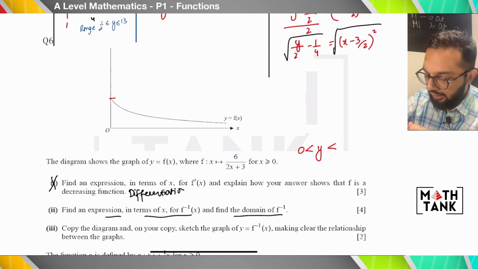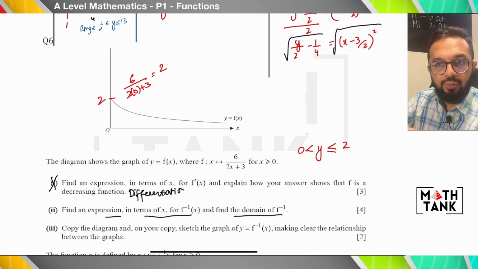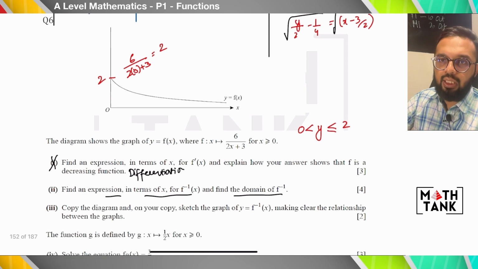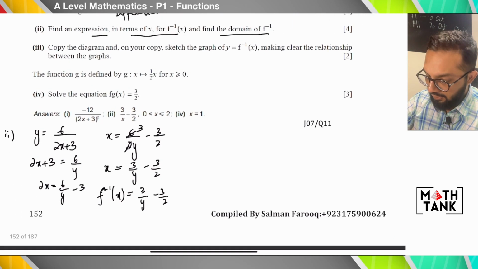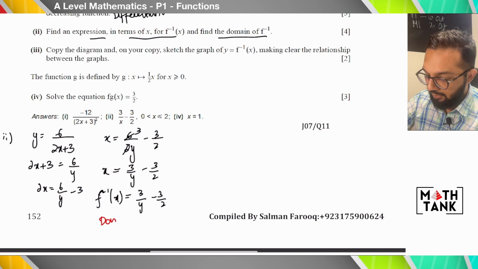What is the other boundary? Let's plug in 0 in place of x and see what we get. We get 2. So it's less than or equal to 2 but greater than 0. If that is the range of the original function, then the domain of the inverse will also be the same. x is greater than 0 but less than or equal to 2.